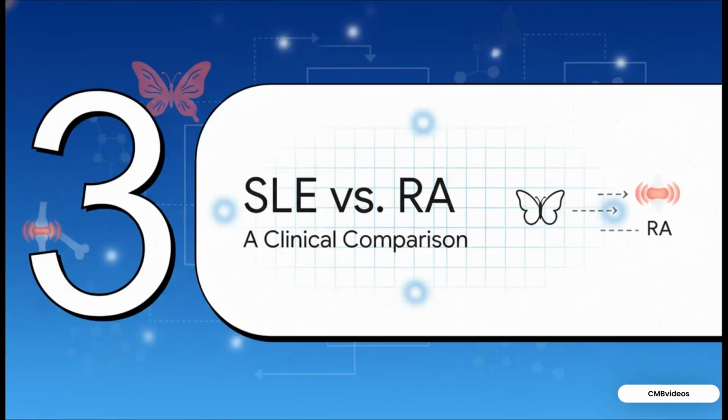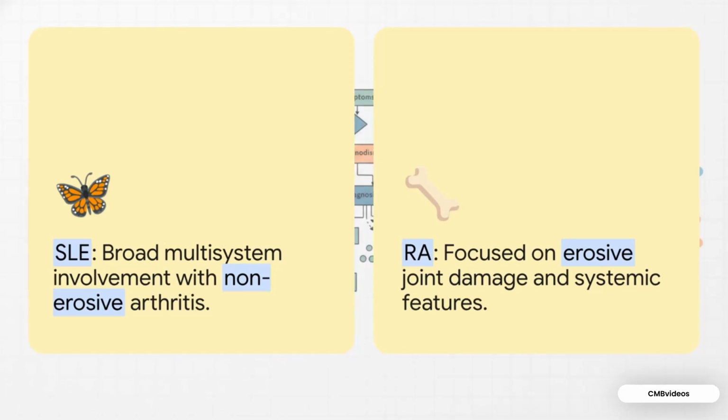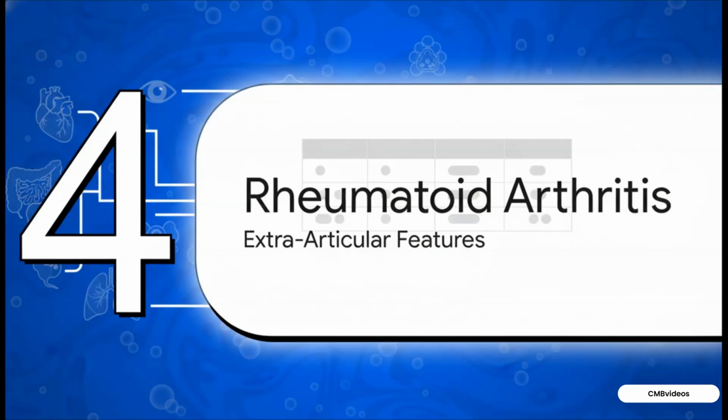All right, moving on to section 3, a quick transition comparing SLE versus RA. So while SLE casts that wide, multi-system net with joint pain that's typically non-erosive, rheumatoid arthritis operates very differently. RA aggressively targets the joints, specifically causing erosive, destructive synovitis. And the autoantibody profiles totally flip too. SLE is driven by ANA and anti-dsDNA, whereas RA is characterized by rheumatoid factor and anti-citrullinated protein antibodies, commonly known as ACPA. Let's unpack that further in section 4, RA extra-articular manifestations.